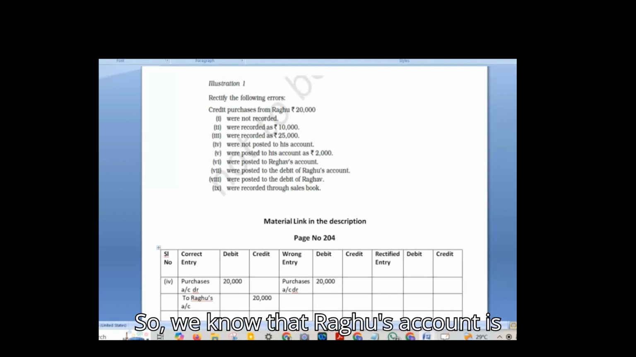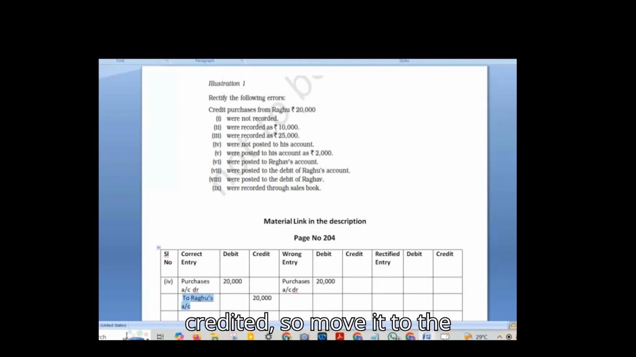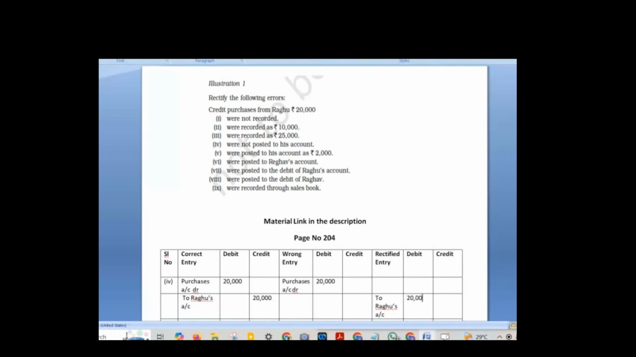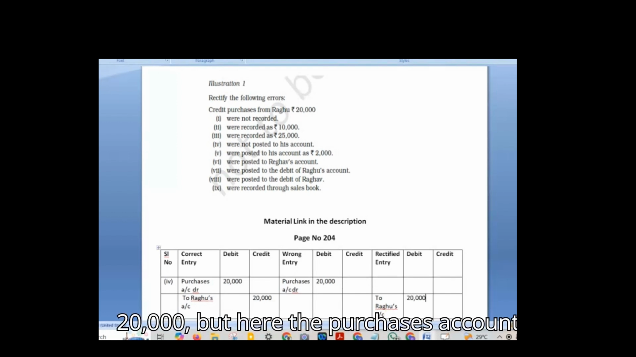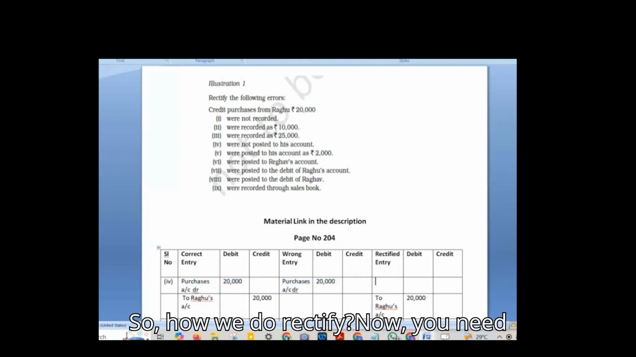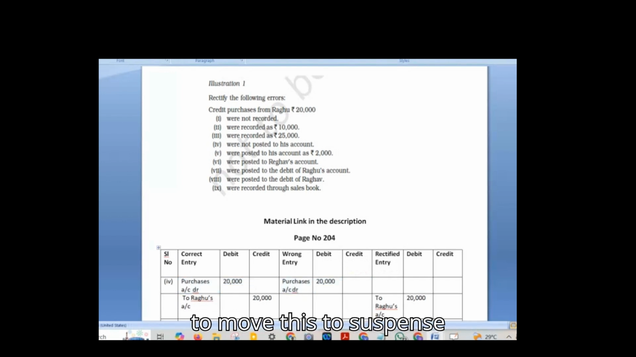So we know that Raghu's account is credited. So move it to Raghu's account. Then write the amount as 20,000. But here the purchases account has been recorded correctly, right? So how will you rectify? Now you need to move this to suspense account.